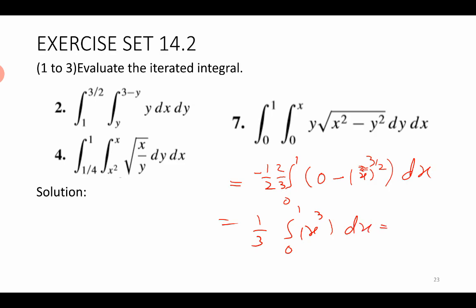It is quite easy integration. Now the answer is x raised to 4 over 4. There is a 1 over 3 outside, and from 0 to 1, it is 1 over 3 into 1 over 4, 1 over 12. Now let me try problem number 4 as well.